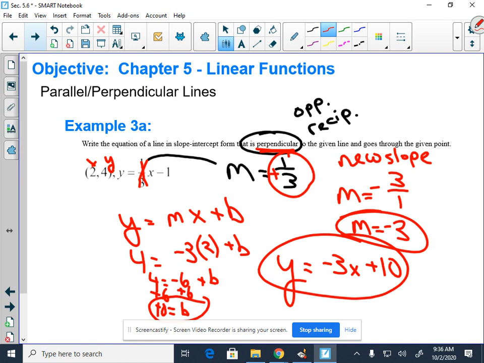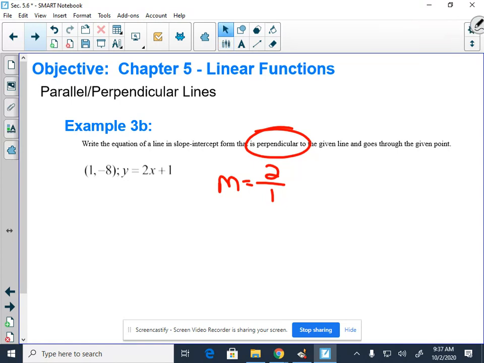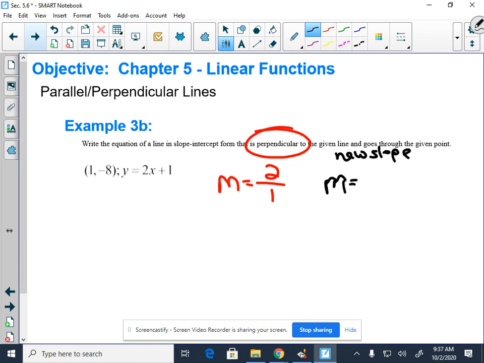Next one. It says it's perpendicular. Here's the slope. The slope is 2. Now you say, where'd the 1 come from? We can always put it over 1, but I'm putting it over 1 so that when we flip it, we understand. So we need a new slope. Everybody in here, write what you think the new slope will be for our equation. What do you think it'll be? Write it down. Let's see if you're getting it.